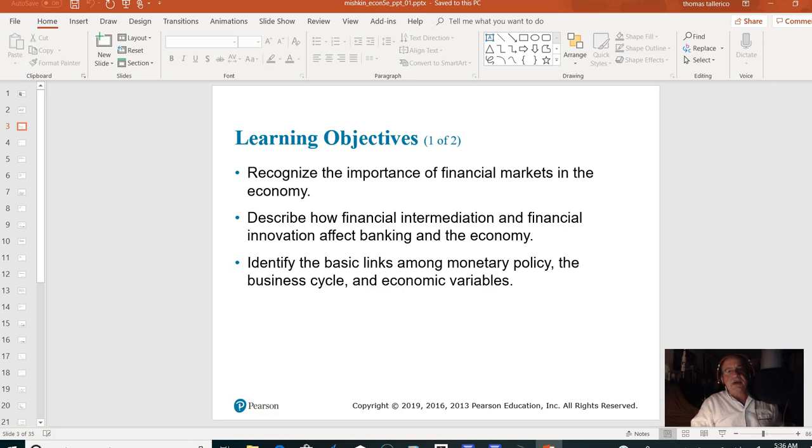All right, so we're going to look at the links among monetary policy, the business cycle, and economic variables. And monetary policy has become a big issue these days with all the changes that were made, quantitative easing that went on in 2008, the major crash, and how the Fed had to come in and change its policy and brought interest rates down to zero. Okay, so there's about 35 slides in here, but if the video gets too long, I'll cut it. I'll stop at about 15, and then I'll make a part 2.